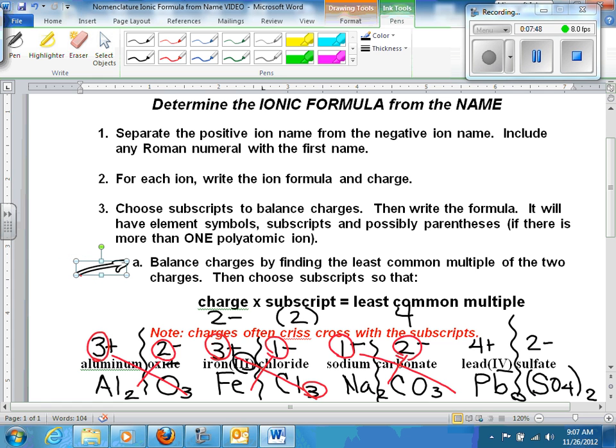This is some of the trickiest stuff that we do for naming. Hopefully you're having a great time with this. Remember, this is the way that you determine the ionic formula for a name, and my name is Karen Hill, and I sure hope I've helped.